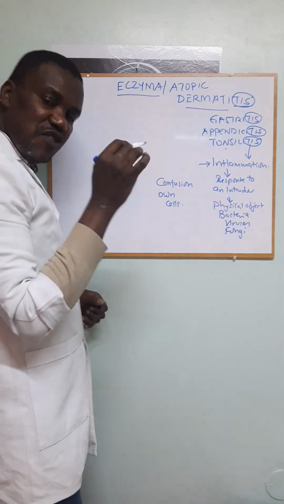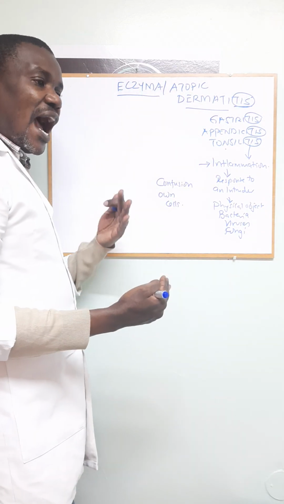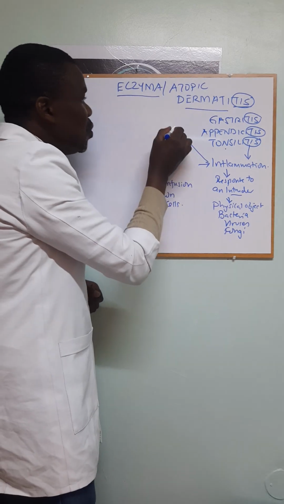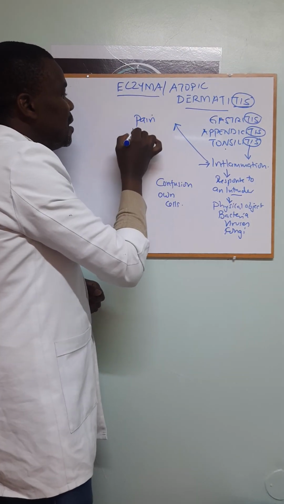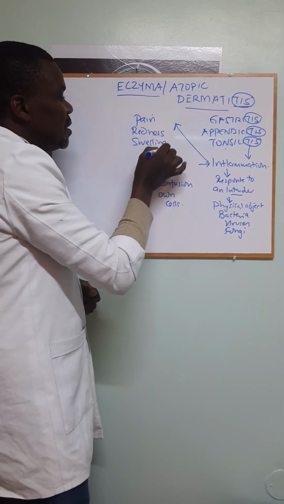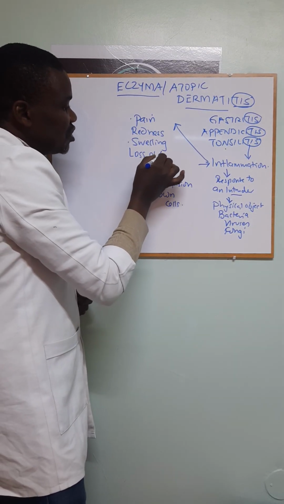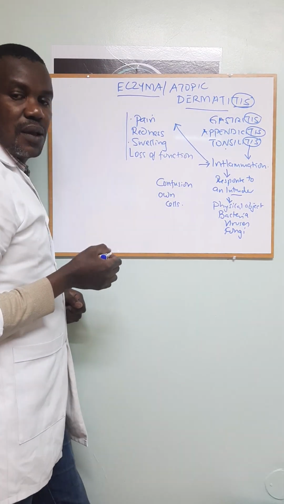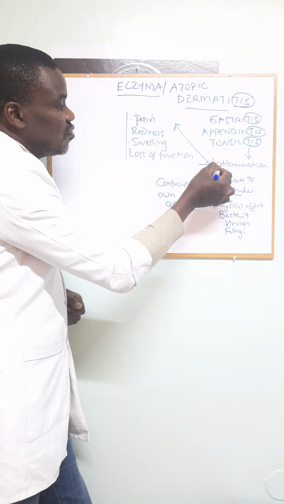What is inflammation? Inflammation is that process where the body initiates a response towards an intruder. Once that response has been initiated, we get the following symptoms: pain, redness, swelling, and because there is pain and swelling, you end up with loss of function. These are what we normally call the triad or cardinal signs of inflammation.